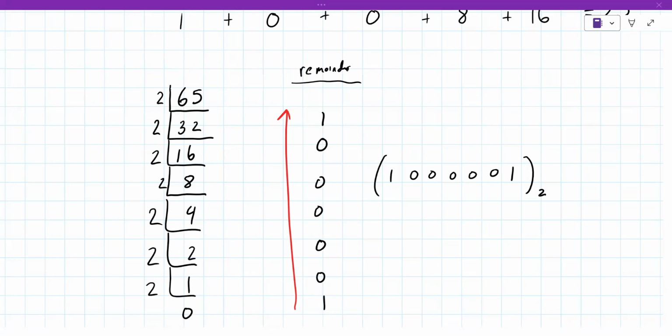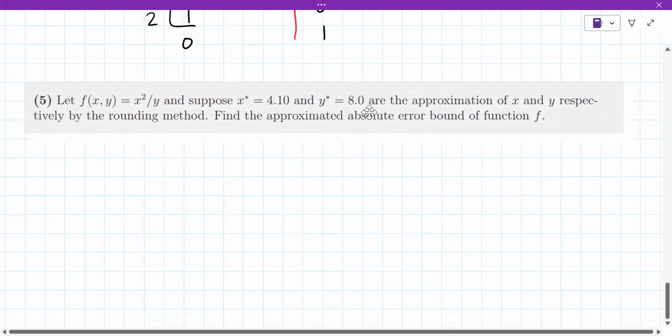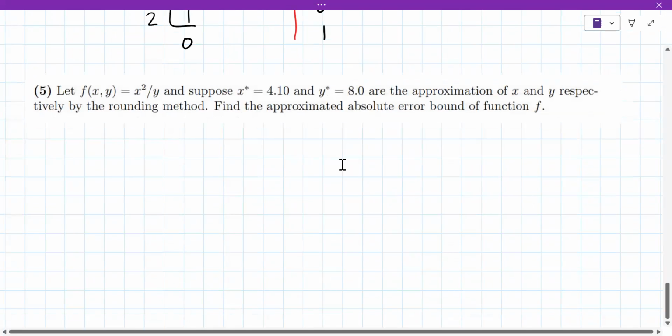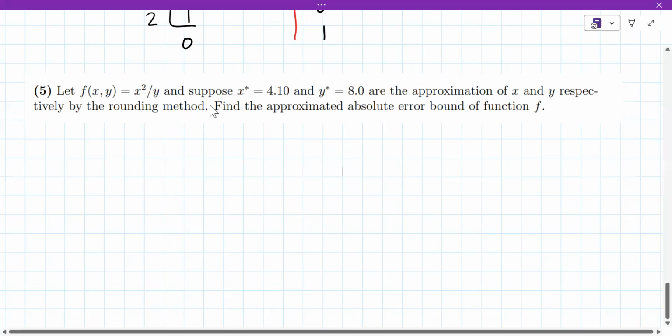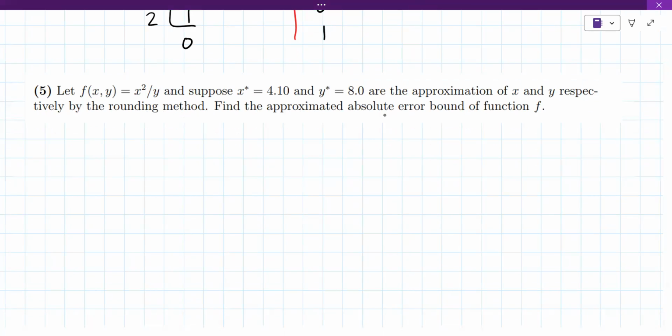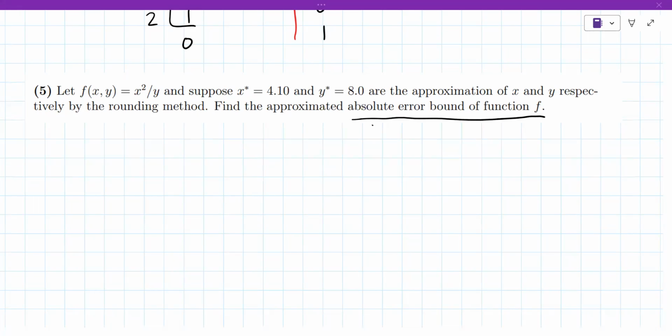On to number 5. Let f of x equal x squared divided by y, and suppose x star equals 4.1 and y star equals 4, the approximations of x and y respectively. By the rounding methods, find the approximate absolute error bound of function f. I'm assuming you guys had another example of this.